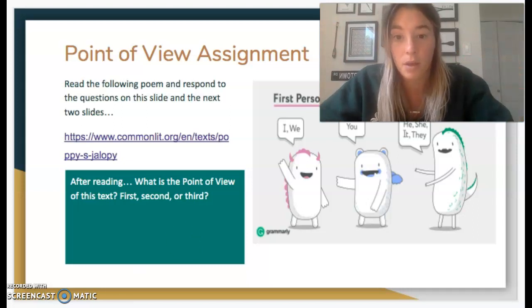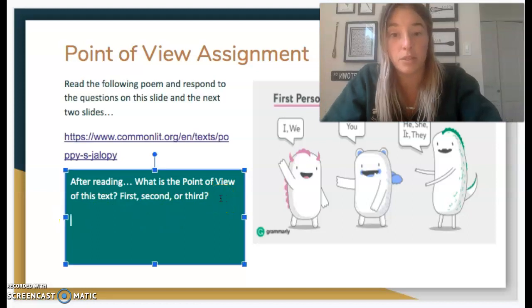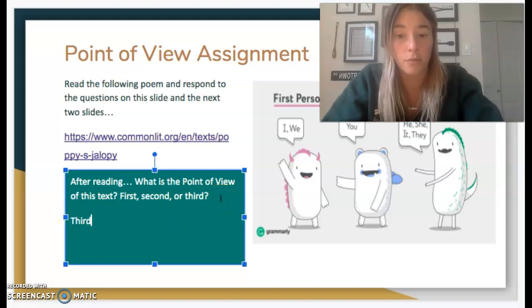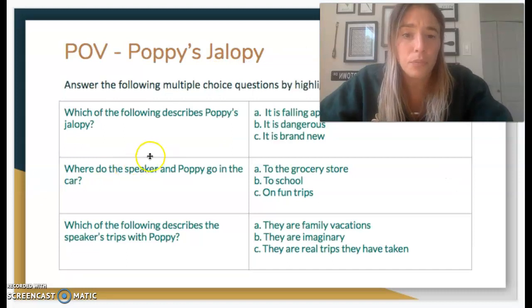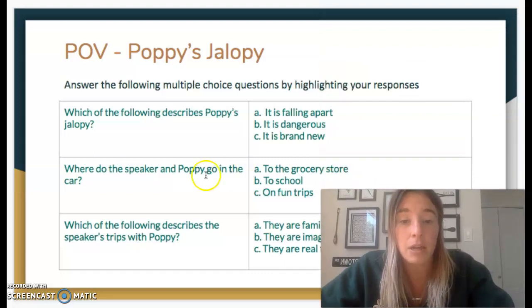Okay. So the answer to this question will be as simple as typing third or first or second. You don't have to write anything other than one of those three words. The next slide. So you're actually going to look at the following multiple choice questions. I'll move myself to get out of the way. And you're going to answer them by highlighting them.